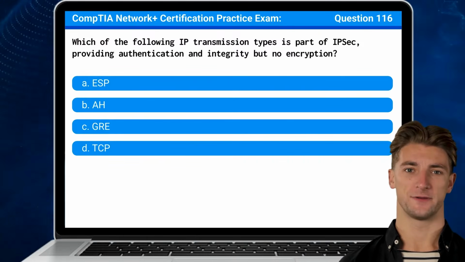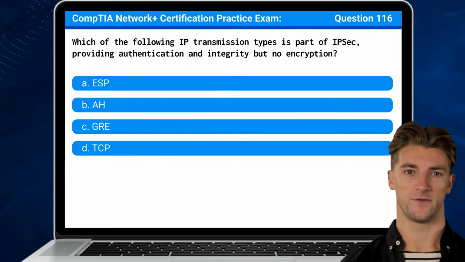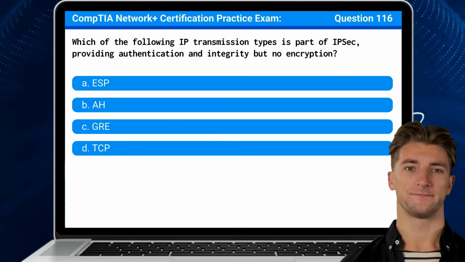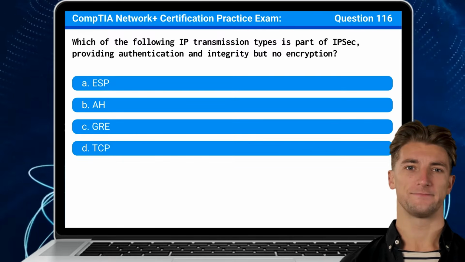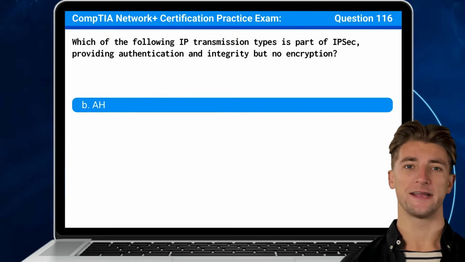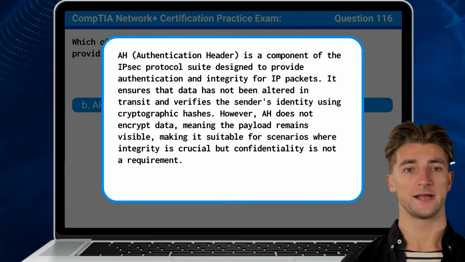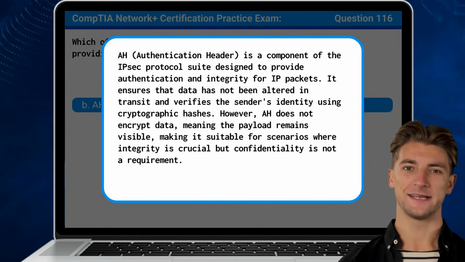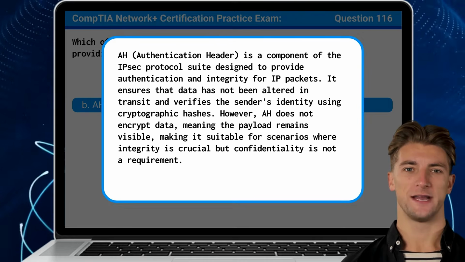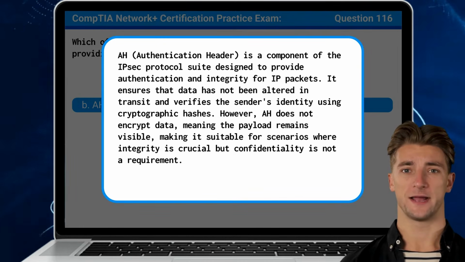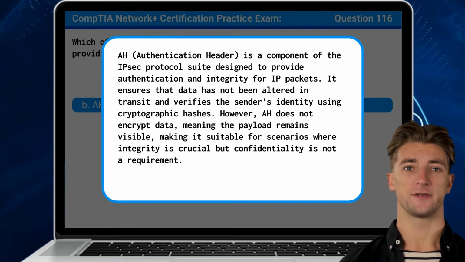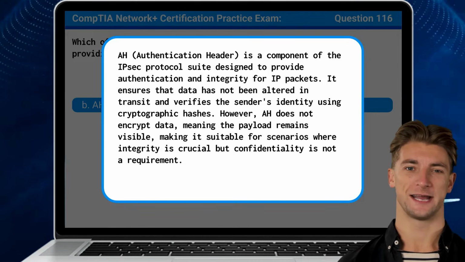Question 116. Which of the following IP transmission types is part of IPsec, providing authentication and integrity, but no encryption? The answer is B. AH. AH, short for Authentication Header, is a component of the IPsec protocol suite designed to provide authentication and integrity for IP packets. It ensures that data has not been altered in transit and verifies the sender's identity using cryptographic hashes. However, AH does not encrypt data, meaning the payload remains visible, making it suitable for scenarios where integrity is crucial but confidentiality is not a requirement.